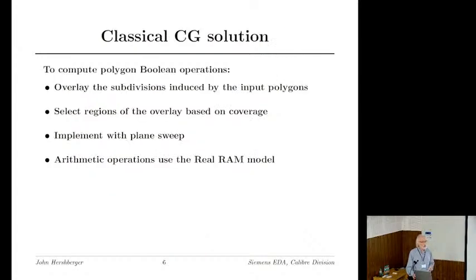Now this is a classical computational geometry problem with a classical computational geometry solution. You overlay the subdivisions that are induced by the input polygons, and you select the regions of the overlay based on the coverage, oftentimes just the depth of coverage, the winding number of the regions. And typically you would implement this with plane sweep, and in the computational geometry world, this would be described as running on the real RAM, but unfortunately, the real RAM doesn't work in the real world.